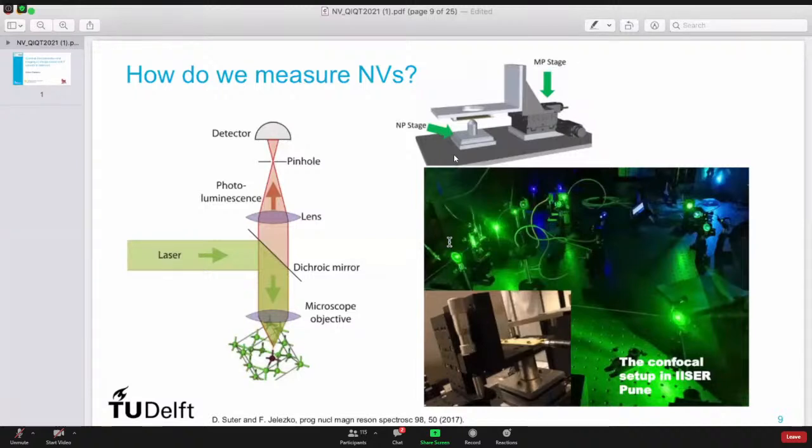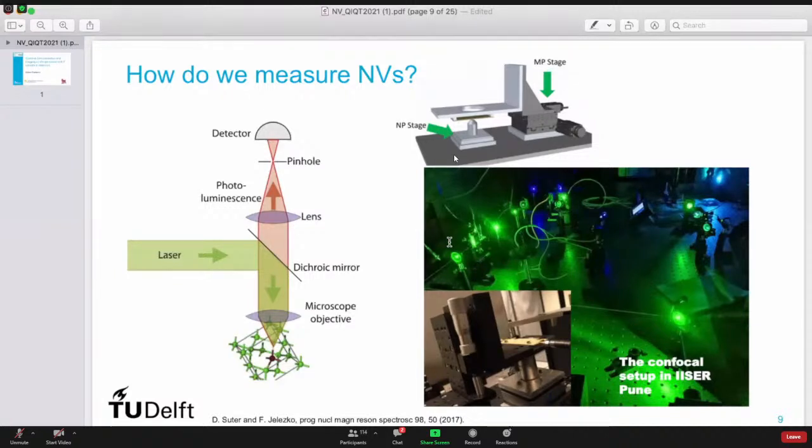This pinhole is the most crucial part of the confocal setup because the pinhole gives the selectivity and it basically rejects the out of plane and the off focal signal. And also, depending on the aperture of the pinhole, the resolution of the microscope is determined.